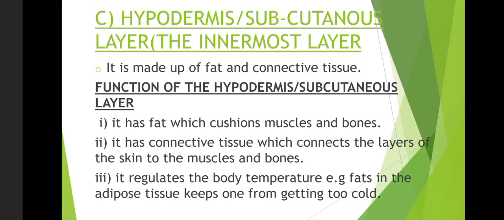Normally, it has three functions. Function number one, it has fats that normally help to cushion muscles and bones. Function number two, it has connective tissue, which normally connects the layers of the skin to the muscles and bones. And function number three, it normally helps in regulation of body temperature because the fats that are located there normally act as an insulation layer against heat loss from within our bodies.